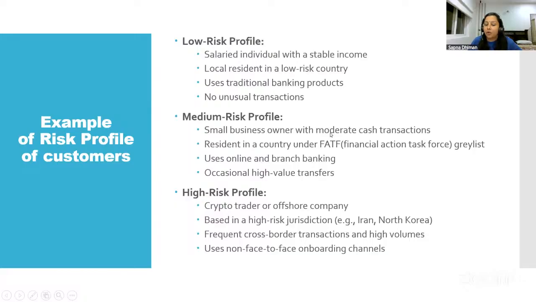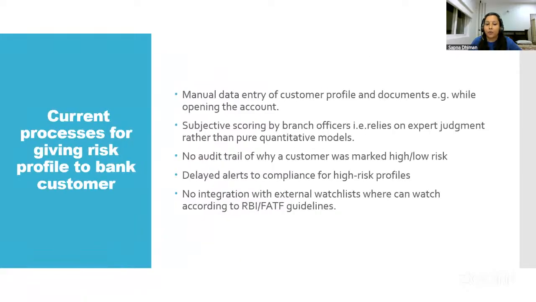While opening the account in the manual system, we have to update their data in the system manually. The current process for giving a risk profile to the customer is manual data entry of the customer profile, for example while opening the account, or subjective scoring by branch officers, branch heads, or regional officers. As per their expert judgment or experience, they have to use some models and put that risk profile into the system.